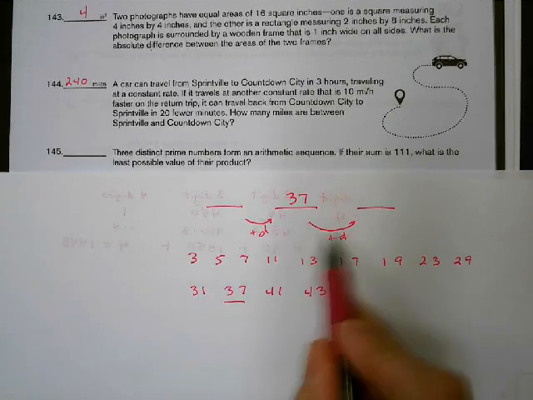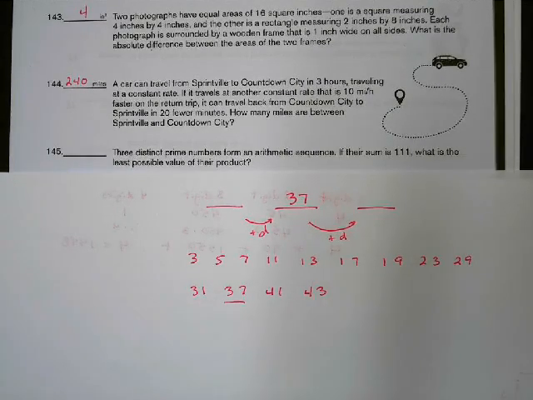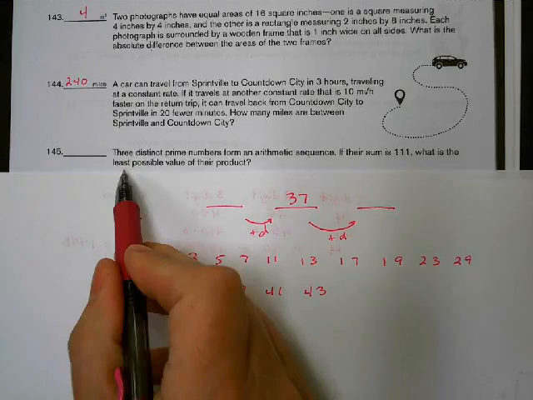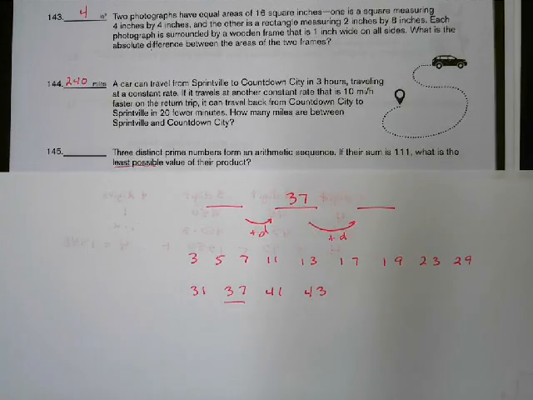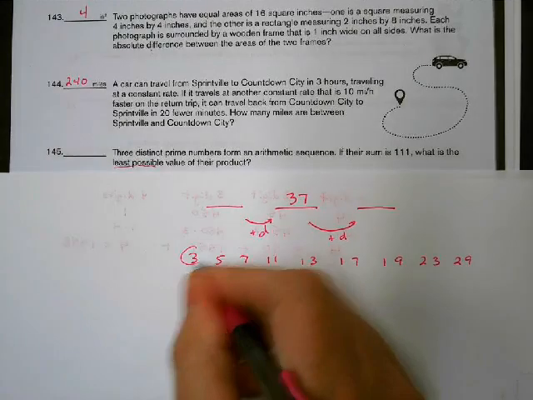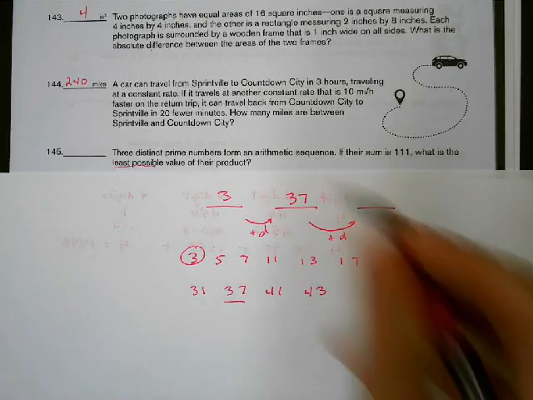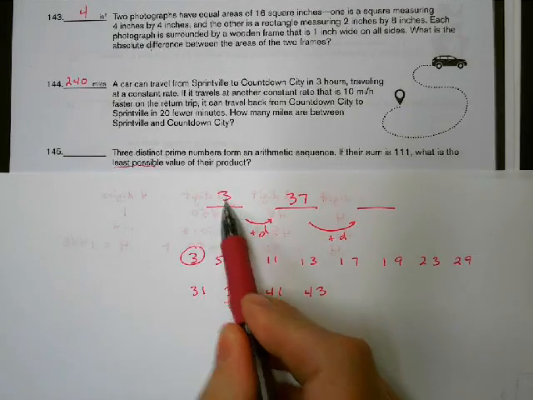Okay, now, we want the least possible value of their product. The least possible value means I need some small numbers here. If I use big numbers, that's going to be a big product. So what's the smallest number I could use? The smallest number would be 3. All right, so from 3 to 37, what's that common difference there? It's 34.